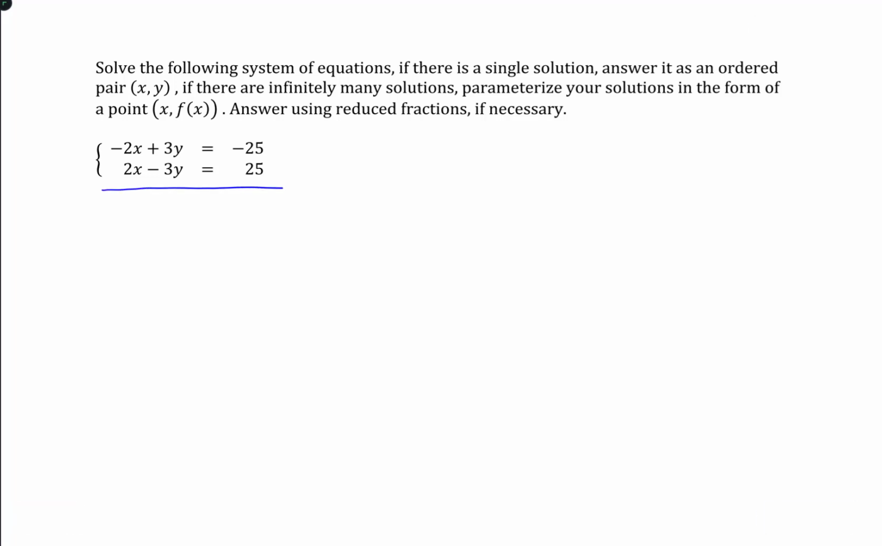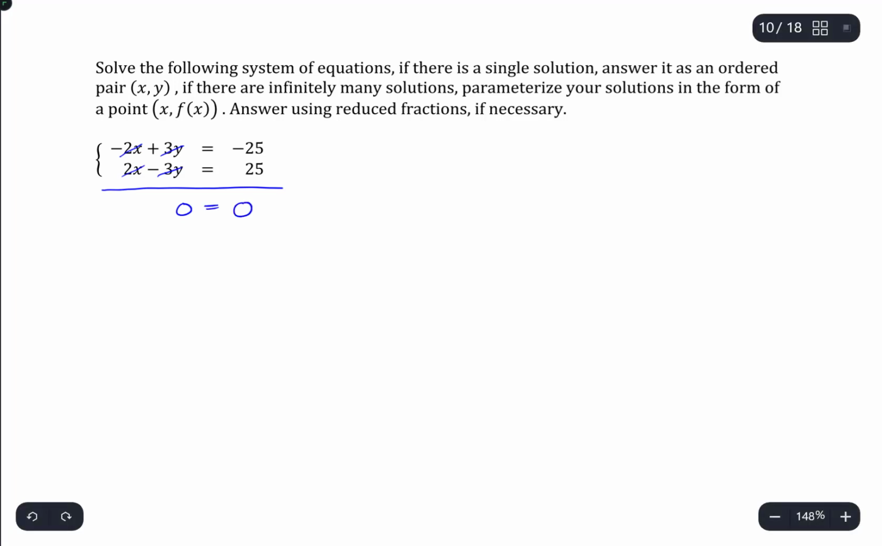So negative 2x plus 2x, those cancel each other out and leave me 0. Positive 3y and negative 3y do the same, so that results in 0. Then negative 25 plus 25 also results in 0. So here's a problem. We have everything canceled out. Now, this is not a contradiction. 0 is in fact equal to 0.